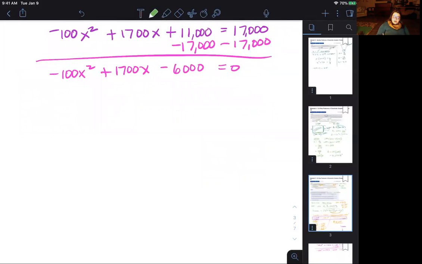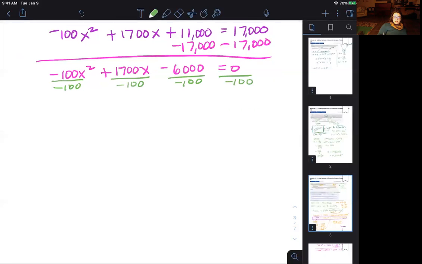Because all of these are actually divisible by 100, and the leading coefficient is negative. If you divide everything, both sides, by negative 100, you're just going to have smaller numbers to deal with, so you don't have to square 1,700, which would be a big number to square. The reason why you can do this is you're solving an equation, and it's not going to affect the 0, right? 0 divided by negative 100 is still 0.